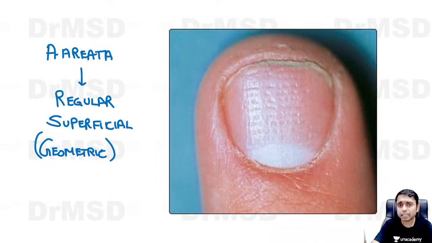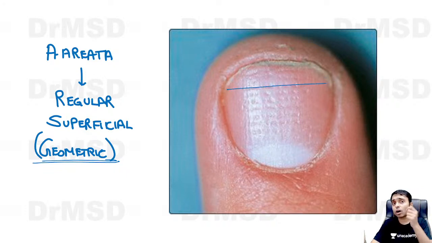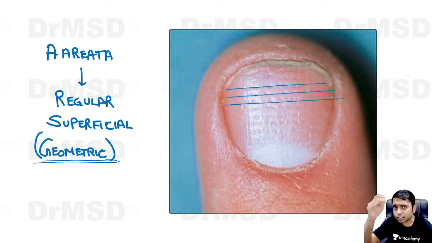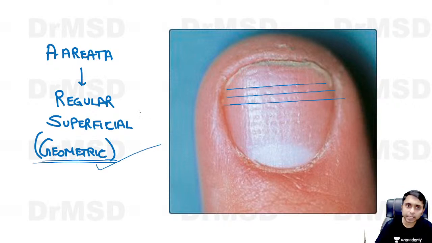This is associated with pitting of the nails, and this pitting is called geometric pitting, where the pits, that is the depressions on the nails, appear as if someone has taken a scale and drawn lines with the help of that scale. You can see the pits are arranged so regularly. So this is called geometric pitting, and these pits are very, very superficial.